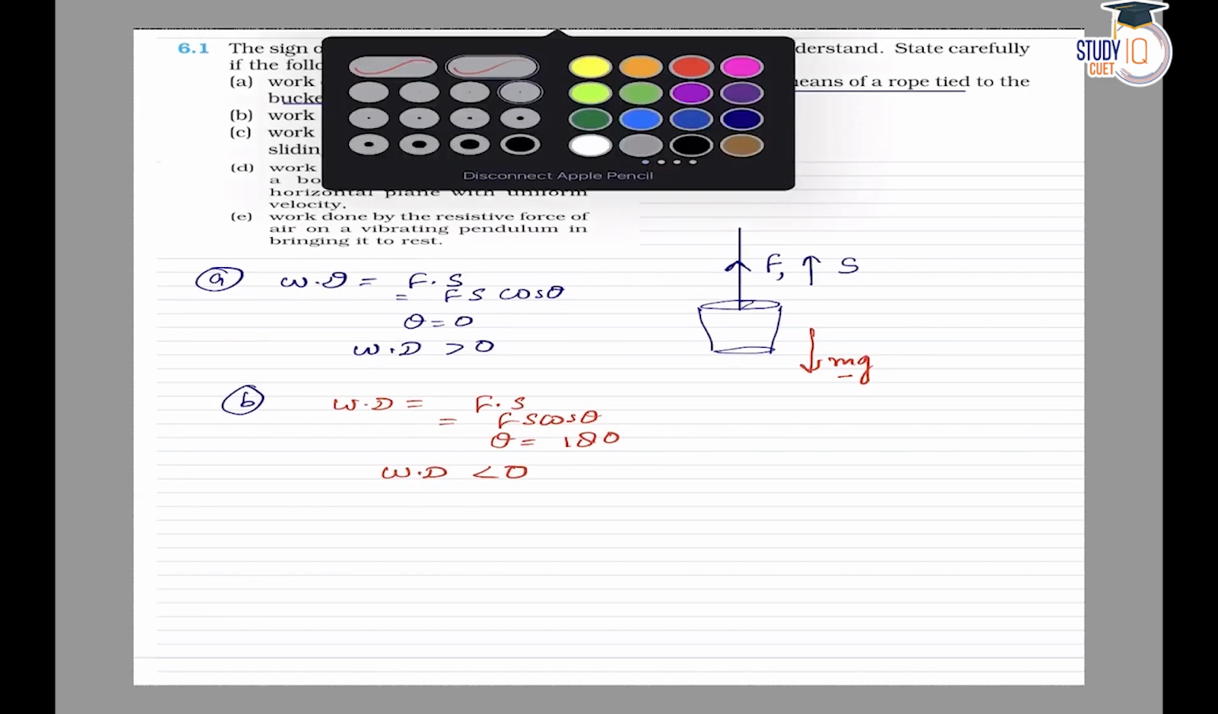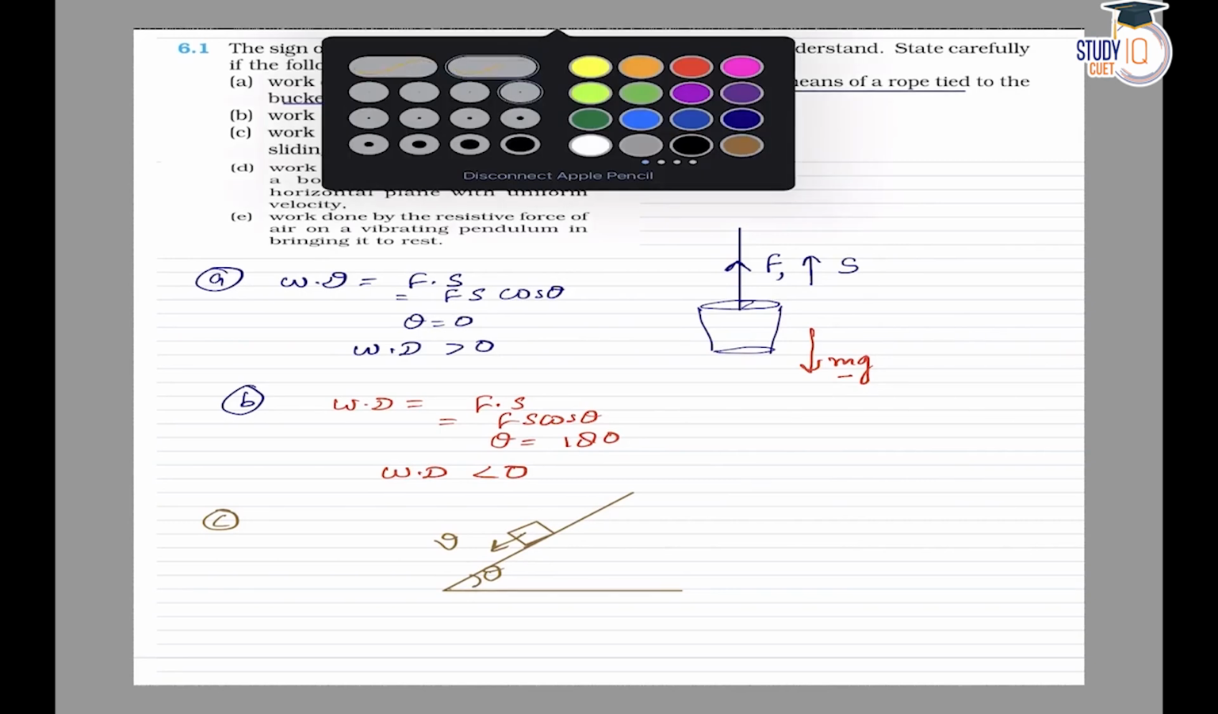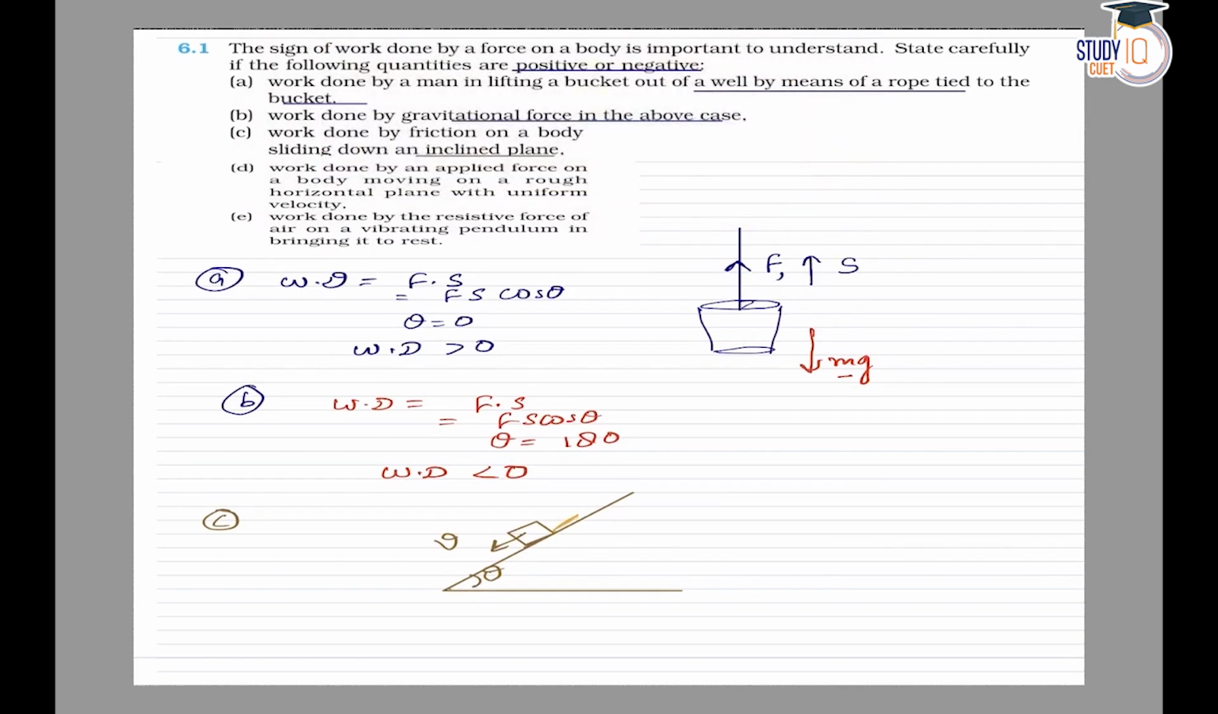Moving to another part, which is part C. In this, work done by friction on a body sliding down an inclined plane. So a body is sliding down an inclined plane, and we are supposed to find the sign of work done by friction. Suppose a block is moving in downward direction and this is theta. When the block moves in downward direction with velocity v, in order to prevent the sliding, the friction would act in upward direction, which is Fk, kinetic friction.